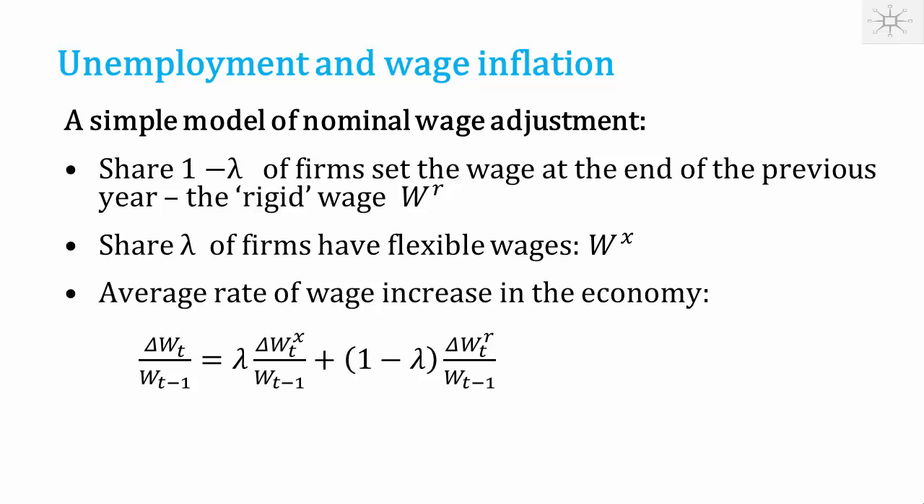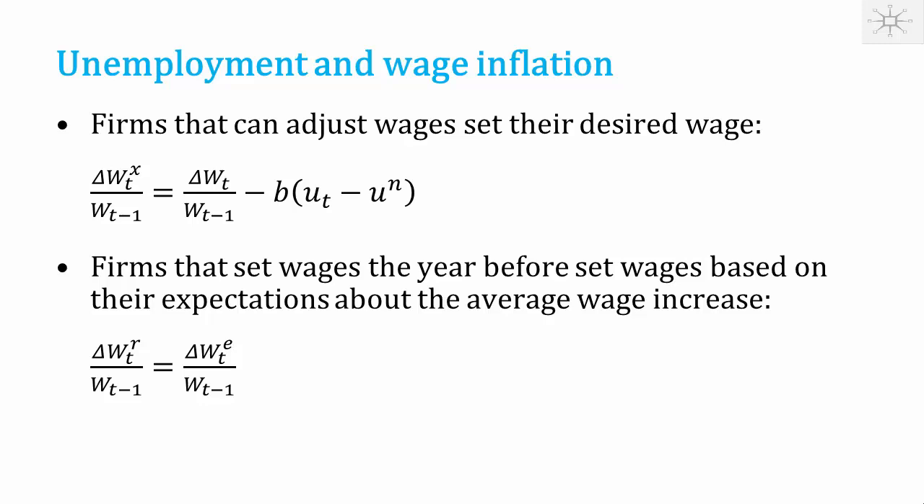They set the wage for 2020 in 2019. And then we have a share lambda of firms that just have flexible wages. They can change wages whenever they want. And that means that the average wage increase in the economy is going to be lambda times the wage increase for the flexible firms plus 1 minus lambda times the wage increase for the firms that set wages the year before. So now we need to figure out how those two groups of firms actually set their wages.